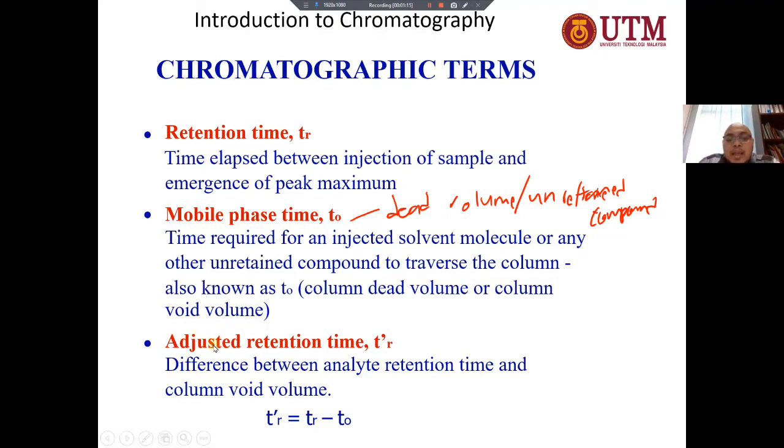And then we have the adjusted retention time. Adjusted retention time is the retention time minus the dead volume. It is the difference between the analyte retention time and the column dead volume or column void volume. I'm not sure how to pronounce the name T prime R, but it's long, so better I spell it out as the adjusted retention time.